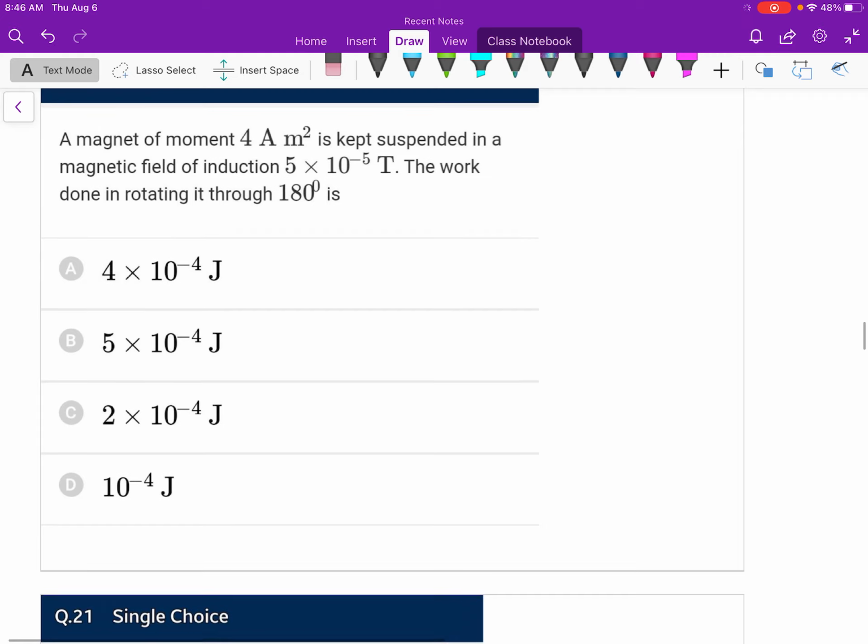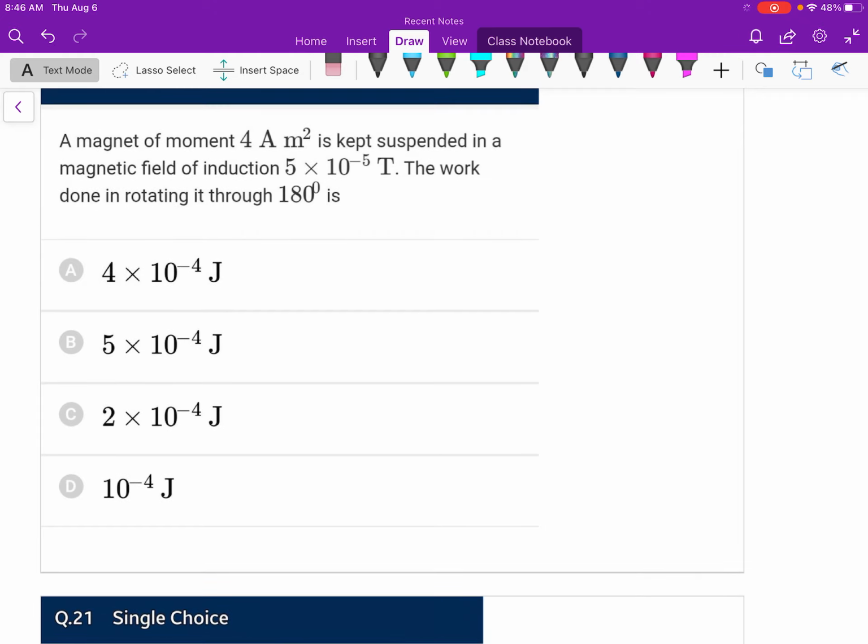A magnet of magnetic moment is kept suspended in a magnetic field. The work done rotating through 180 degrees. So work done W is mB times cos theta 1 minus cos theta 2. So theta 1 is 0 degree and theta 2 is 180 degree. So it is twice of mB. Multiply करके हम answer निकाल सकते हैं.